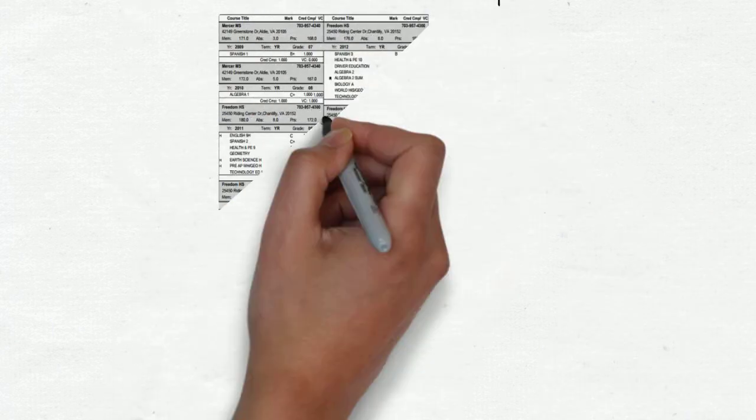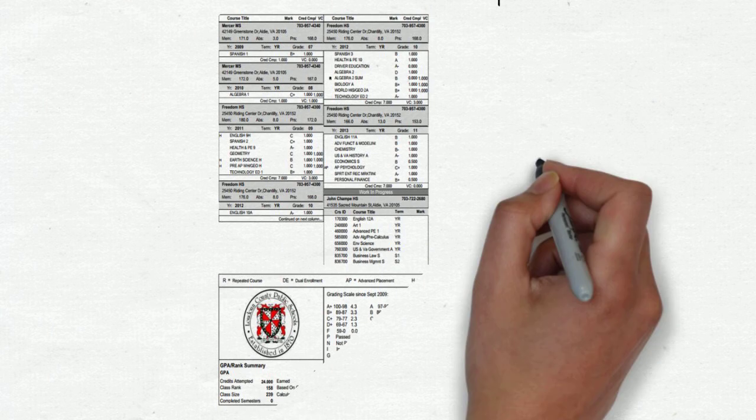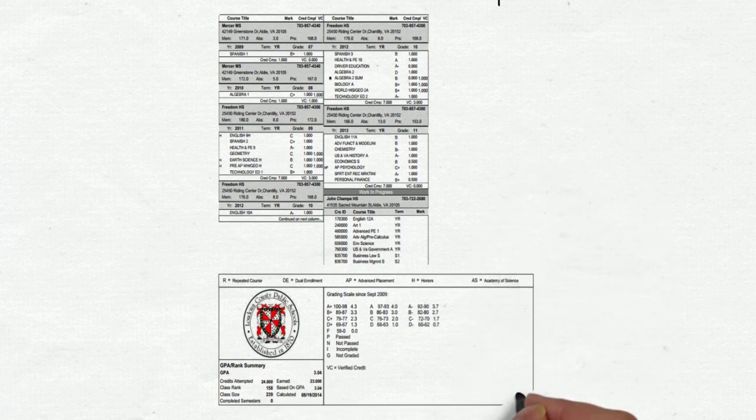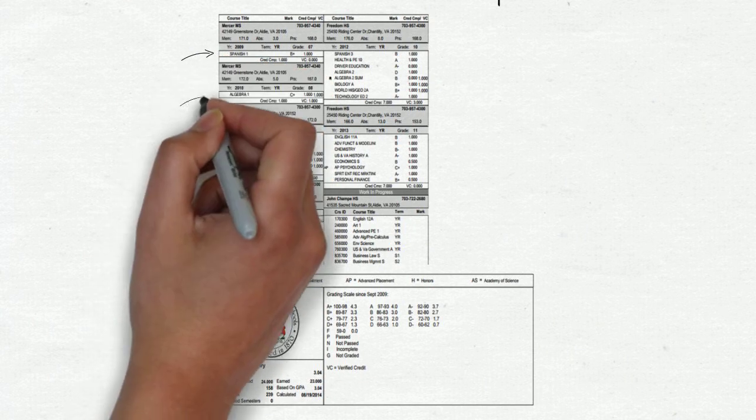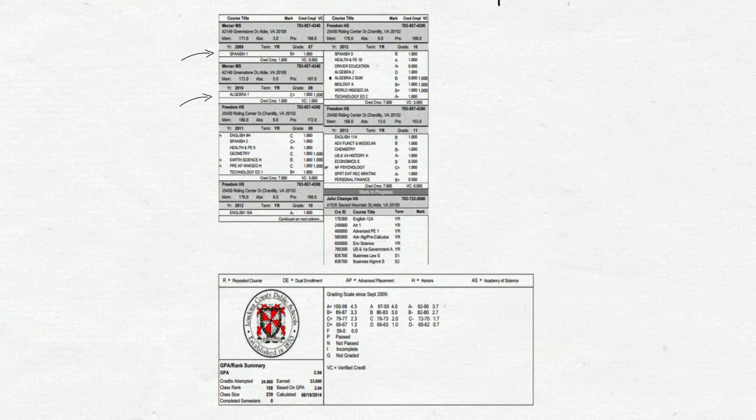Take a minute to look over this transcript and see what you notice. First, I'd like to point out the 2 credits that this student earned in middle school. Both world language classes and high school level math courses, which means Algebra 1 or higher, taken in 7th or 8th grade, count for high school credit and will appear on your transcript.